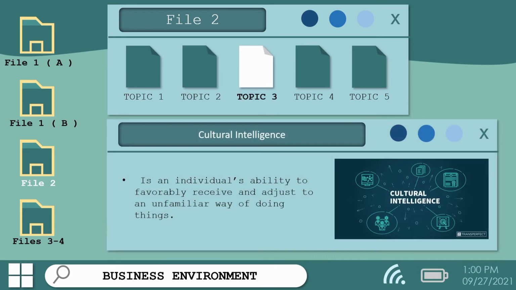Cultural intelligence. Cultural intelligence is an individual's ability to favorably receive and adjust to an unfamiliar way of doing things. It also refers to the skill to relate and work effectively in culturally diverse situations. It is the capability to cross boundaries and prosper in multiple cultures.